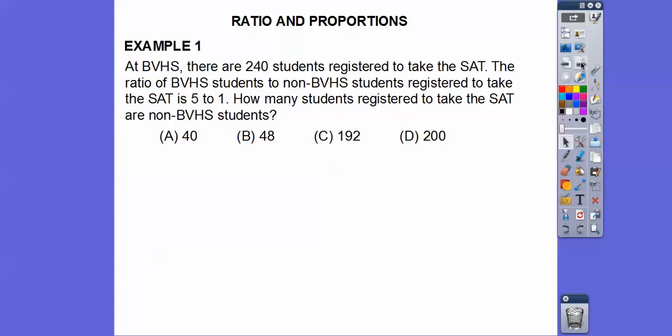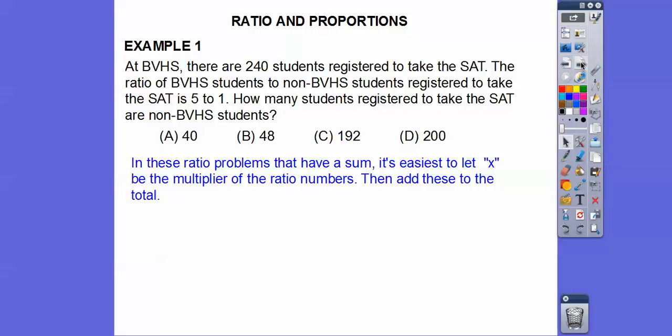Here's example one. At BV High School, there are 240 students registered to take the SAT. The ratio of BV High School students to non-BV High School students registered to take the SAT is 5 to 1. How many students registered to take the SAT are non-BV high school kids?